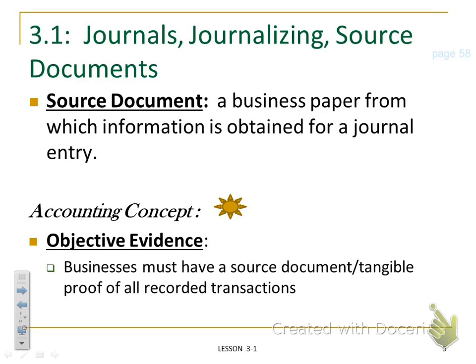When we record our transactions, we will record them using what we call source documents. A source document is just simply some form of paper which we will use to obtain our journal entry. It is what we call objective evidence. A business must have objective evidence as its source document, some tangible proof that a transaction occurred. A business cannot just make up an entry. They must have some record of the transaction actually taking place, and we use our source documents to provide that information.